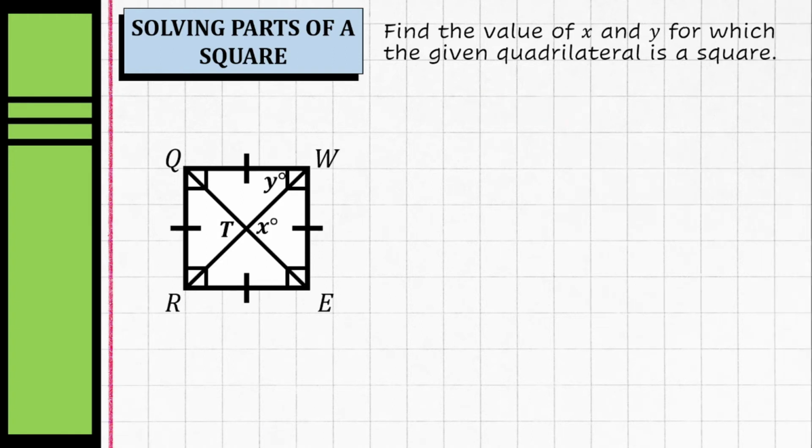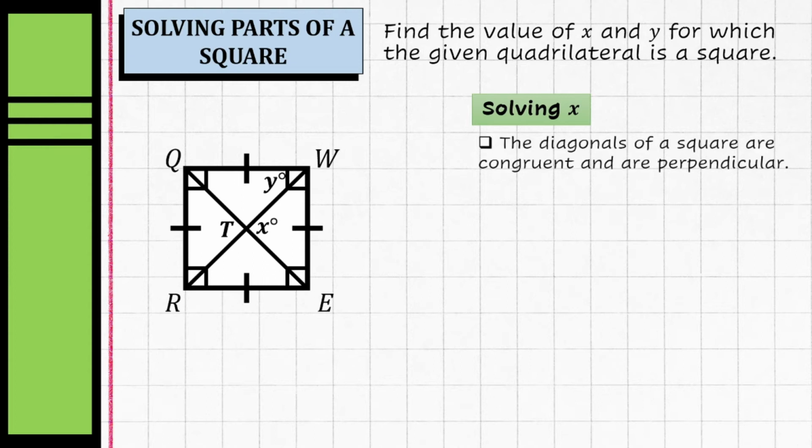Alright, okay, let's have another example. For example, we're given this square and we're going to solve for the value of x and y. Now, let's solve for the value of x first. So we can say that the diagonals of a square are congruent and perpendicular.